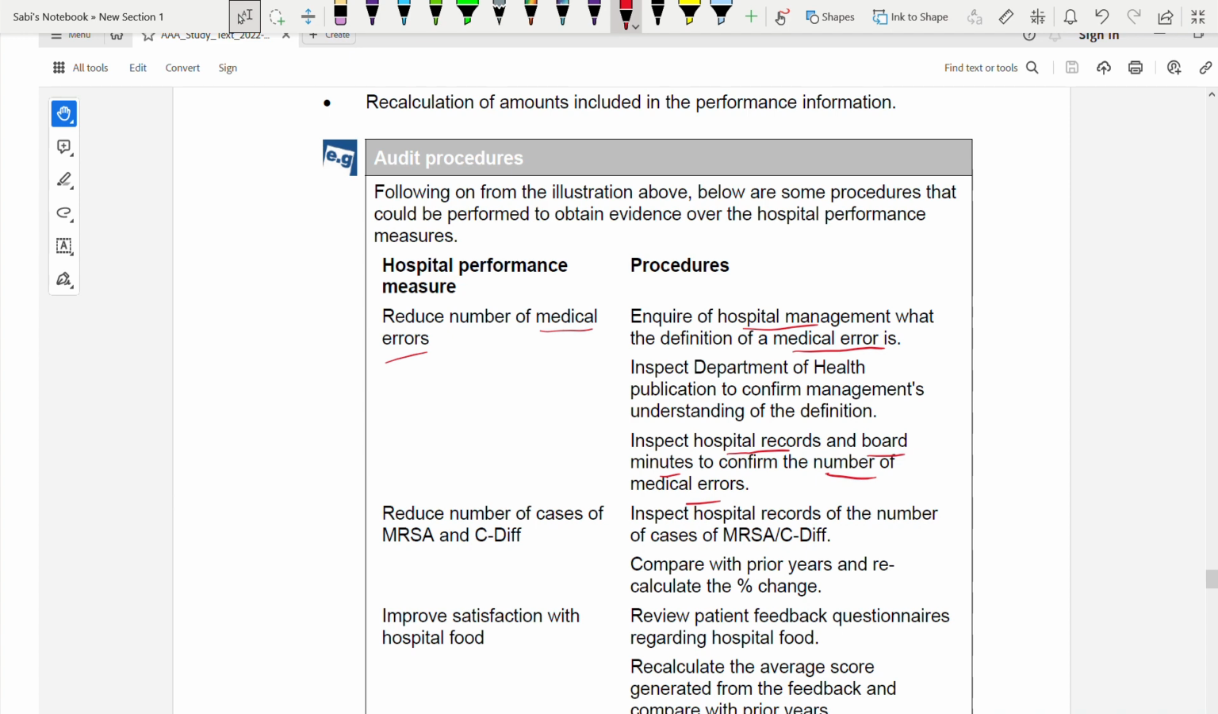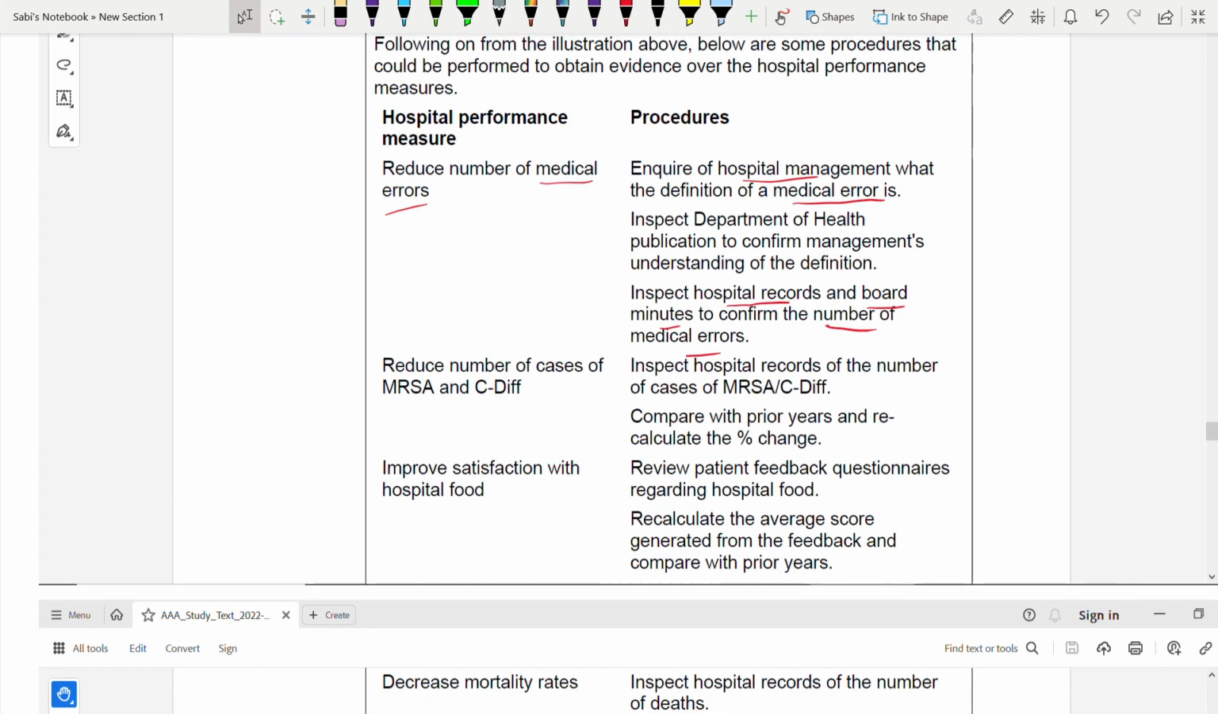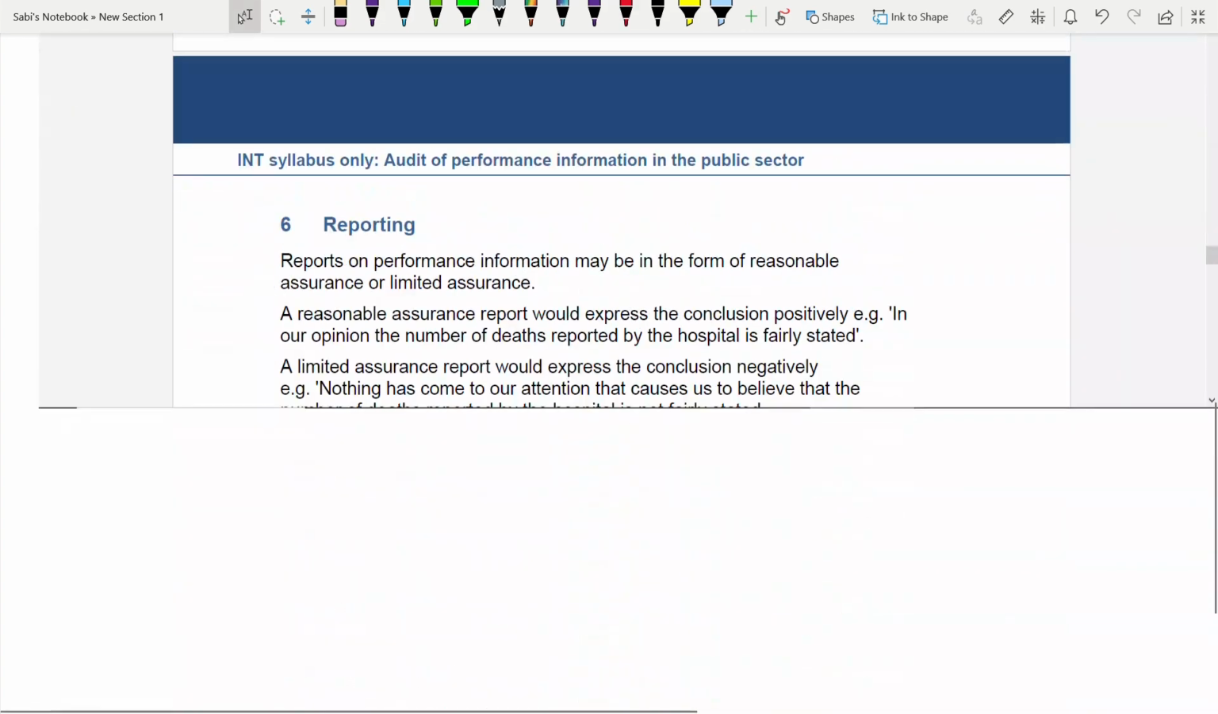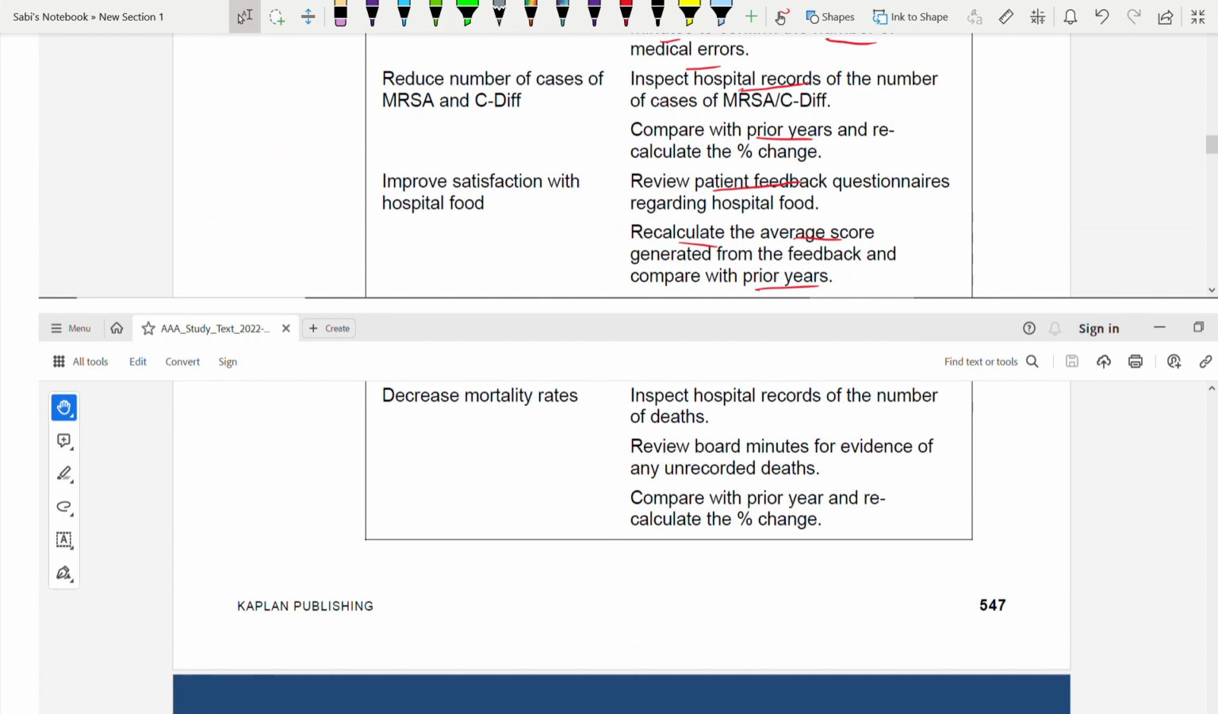Let's say the second performance measure, reducing the number of cases. Then inspect hospital records for it and compare it with the previous year. Improve satisfaction with the hospital food: review patients' feedback, recalculate the average score that they have given and check it with the previous year. Next, decrease mortality rates. For this you have to inspect again the hospital records for the number of deaths, and review board minutes because they might have evidence of unrecorded deaths also. Some deaths are unrecorded. And compare it with the previous year.